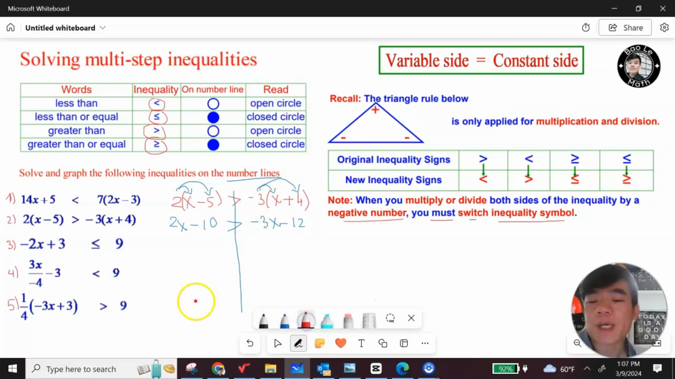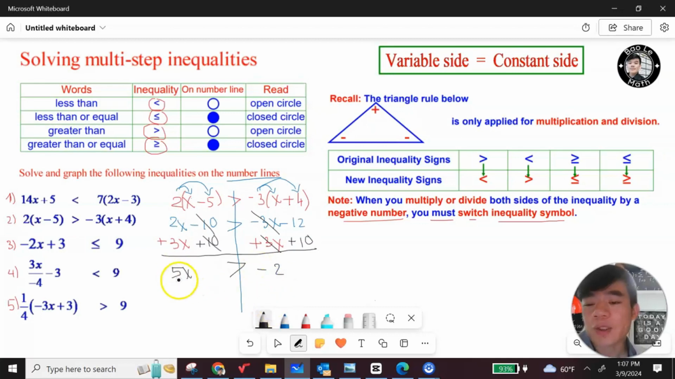Remember, left hand side variable, right hand side constant. I see negative 3s on the right hand side. I need to move it to the left by adding 3s to both sides. Now, this negative 10 right here, I need it gone, so I add 10 to both sides. 2s plus 3s is 5s. Negative 10 plus 10 is gone. Negative 3s plus 3s cancels out. Negative 12 plus 10 is negative 2.